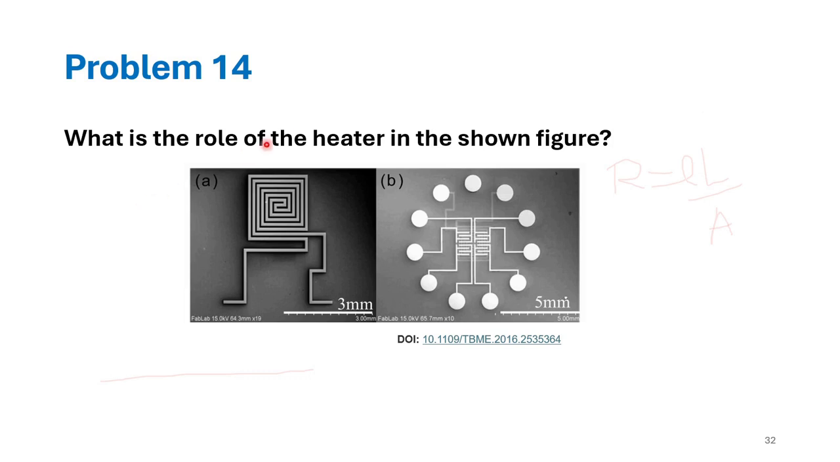Problem 14. What is the role of the heater in the shown figure? So here in figure A we see a heater. In figure B we see IDT on the top, then a layer of SiO2, then a heater below. So what is the role of the heater in this figure? Why do we need a heater here?